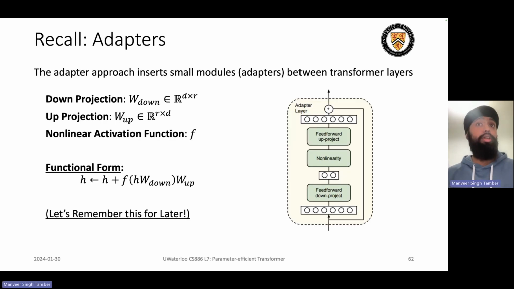Recall adapters. We've already covered this, but basically the adapter approach inserts small modules between transformer layers. And so there's a down projection matrix and an up projection matrix and a nonlinear activation function. I'll go very quickly over this, but basically we can derive a functional form of what the adapter is doing, where the new hidden state equals the old hidden state plus the output of the adapter, which is the activation of the old hidden state times the down projection, and then all of that matrix multiplied with the up projection. So let's remember this for later.